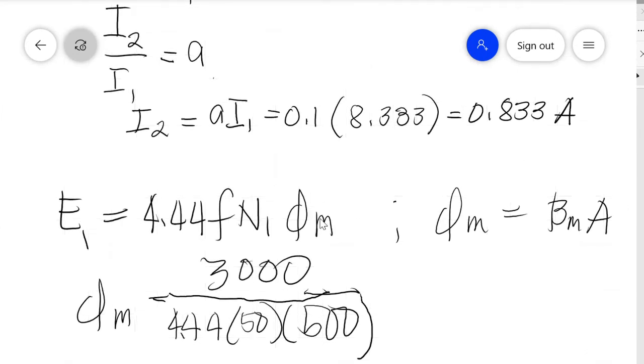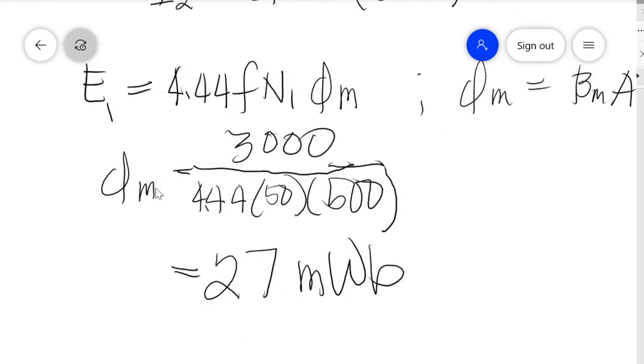Solving now our maximum flux, from our chapter 1, maximum flux is equal to the maximum flux density multiplied by the area of the transformer. So E1 is equal to 4.44 f N1 flux m. You can solve this flux m also at the secondary, that is E2 equal to 4.44 frequency N2 flux m. So maximum flux is equal to 3000 volts divided by 4.44 times frequency 50 times the number of turns at the primary, 500. So flux maximum is equal to 26 milliweber, or 0.027 Weber.